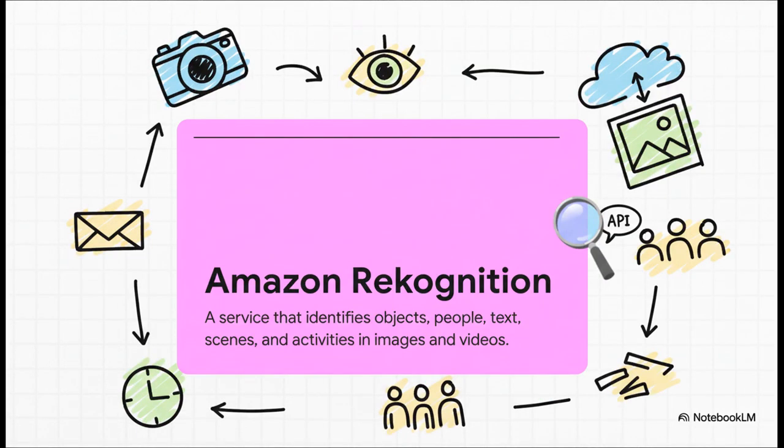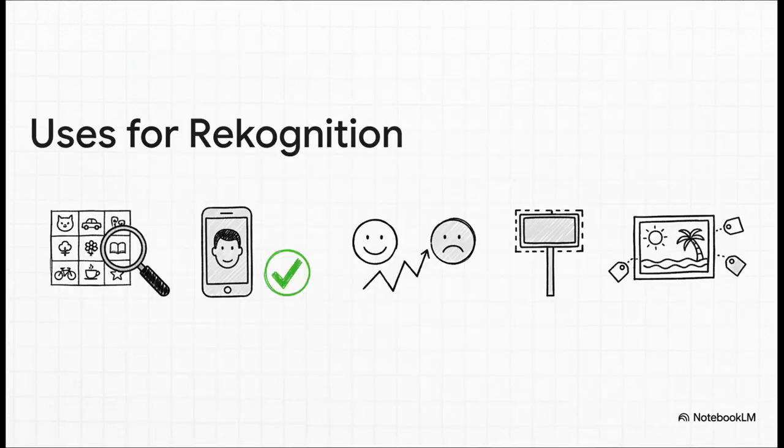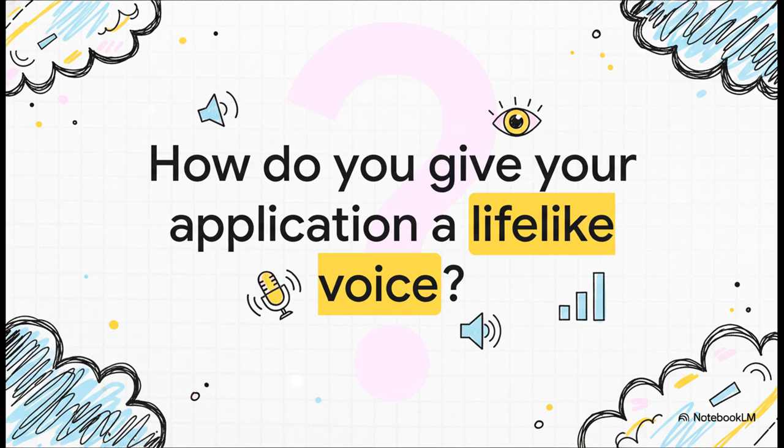Well, the answer is a service called Amazon Rekognition. You can literally think of it as giving your application a pair of eyes. You just send it an image or a video, and boom, it sends back a super detailed analysis of everything it sees. It's all powered by these incredible deep learning models that AWS has already trained for you. And the things you can do with this are just awesome. You could build a totally searchable photo library. Find all the pictures with a dog or a beach. You can verify users by matching their faces. You can even figure out if someone is happy or sad from their expression, or pull text right out of an image. So powerful.